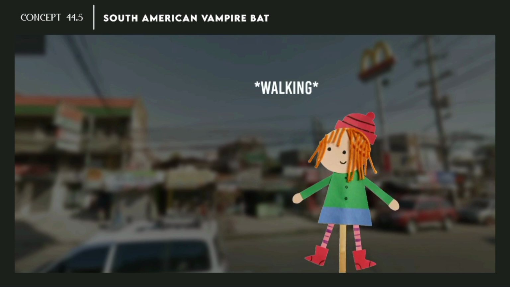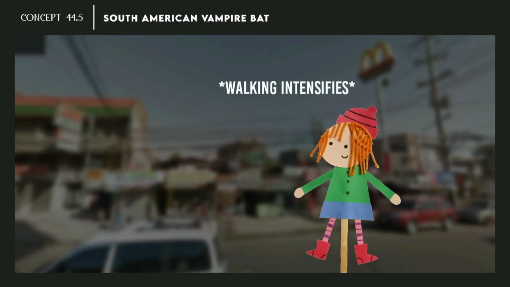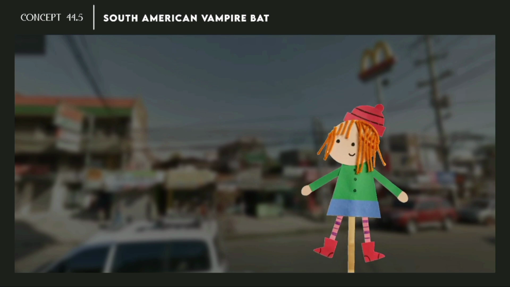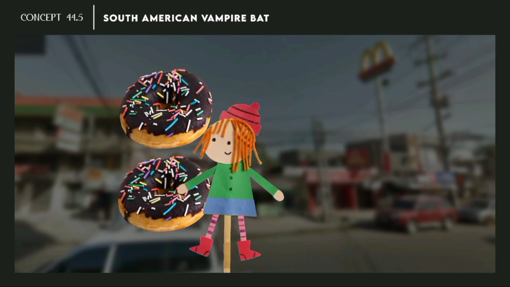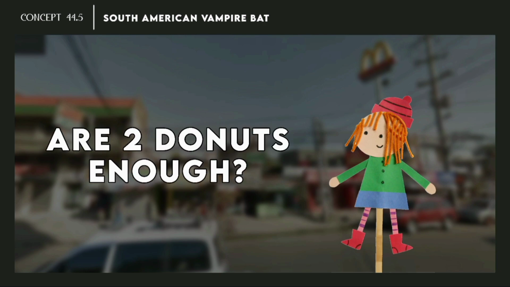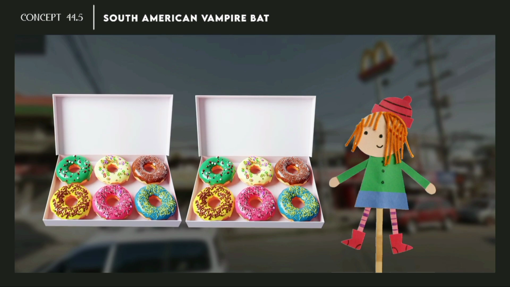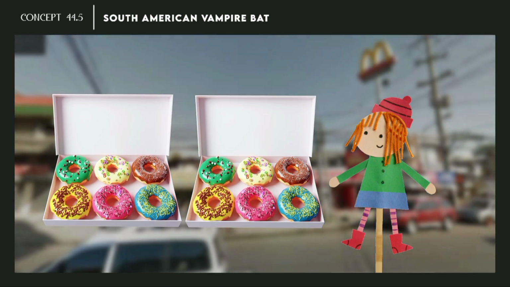Now, you are near the donut station and you are tired and exhausted from all that walking, and upon arriving at your destination, you ate only 2 donuts. Is that enough to replace the energy you've lost? Does 2 donuts suffice? No. Of course, you eat 2 boxes of donuts to satisfy your cravings.